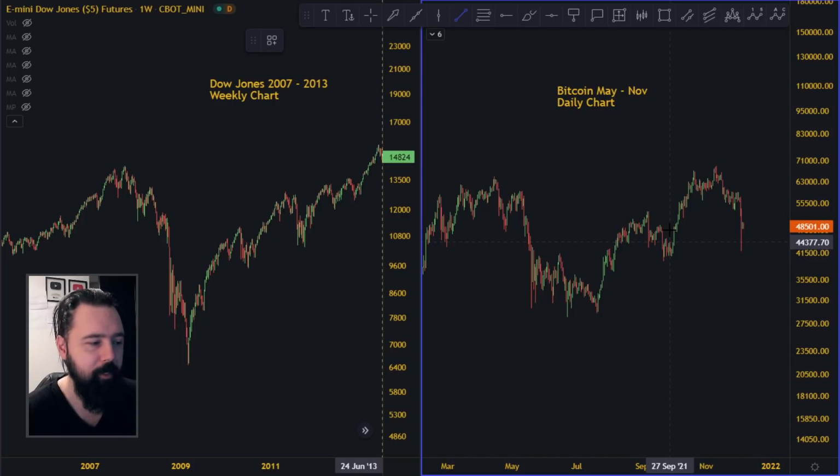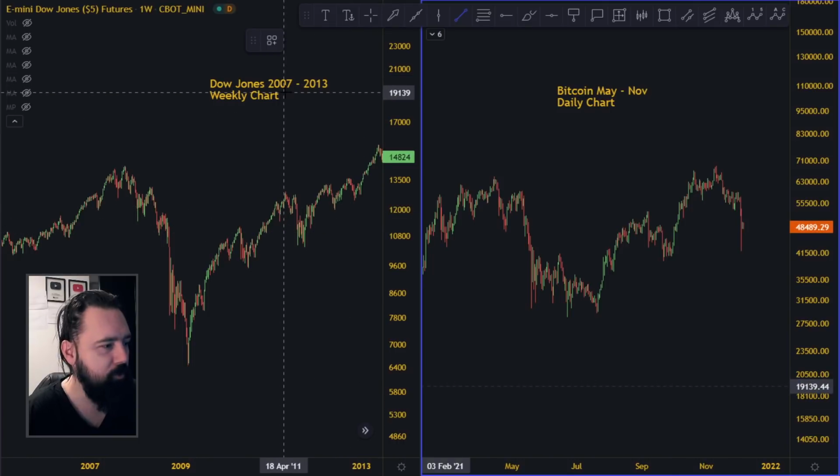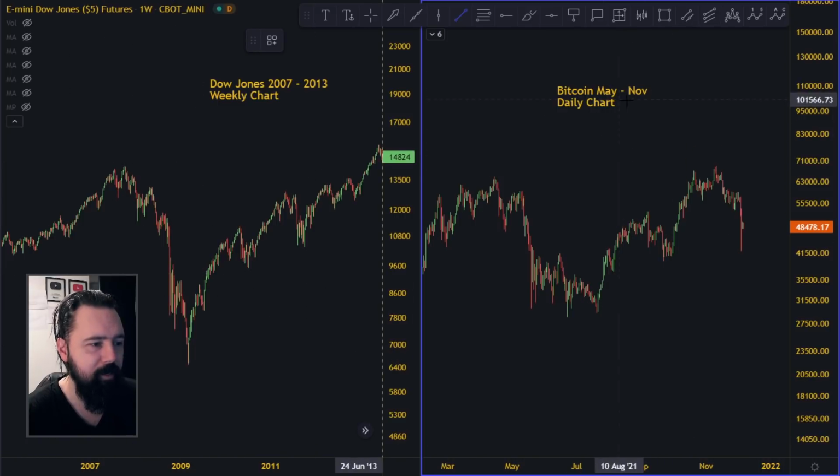So what you see on the chart up here is the Dow Jones from 2007 to 2013. This is a weekly chart. This part over here, 2008 to 2013. This is a Bitcoin May to November chart, but it's a daily chart. So they're not the same time frames, but they are the same fractals. I'm gonna explain to you what I mean.